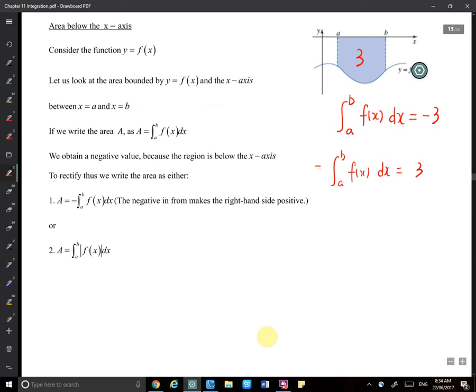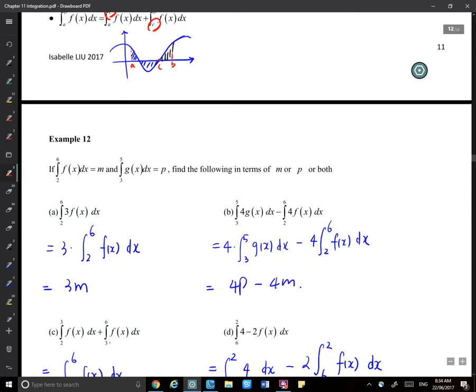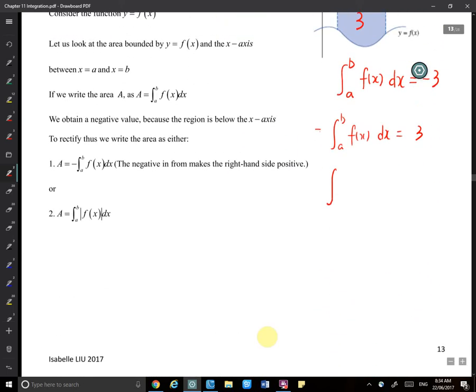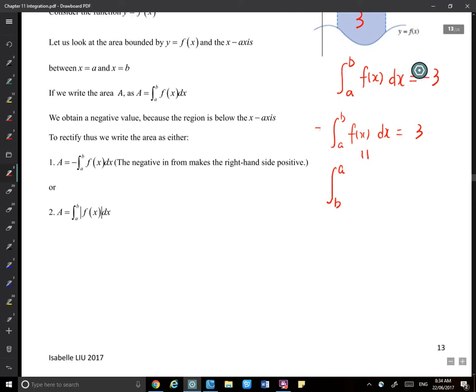Or, have I talked about the properties? Yes, I have. You can change the upper limit and lower limit: make a on top and b at the bottom, and that will negate the area as well. Remember that it will be the negative of that, so they are equivalent, and that gives you 3 as well. I recommend you do this method, or you just do it normally from a to b, find that it's -3, and then answer the question as the area is 3.